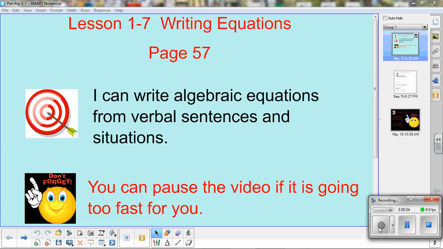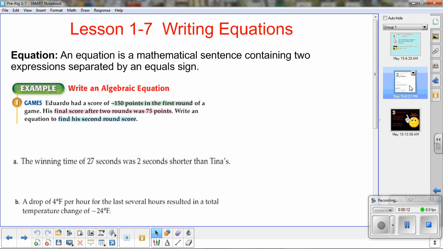Lesson 1-7, you'll be writing equations from verbal sentences and situations. An equation is a mathematical sentence containing two expressions that are separated by an equals sign. This lesson can be a little bit tricky. The first thing I start out by doing is reading the question.